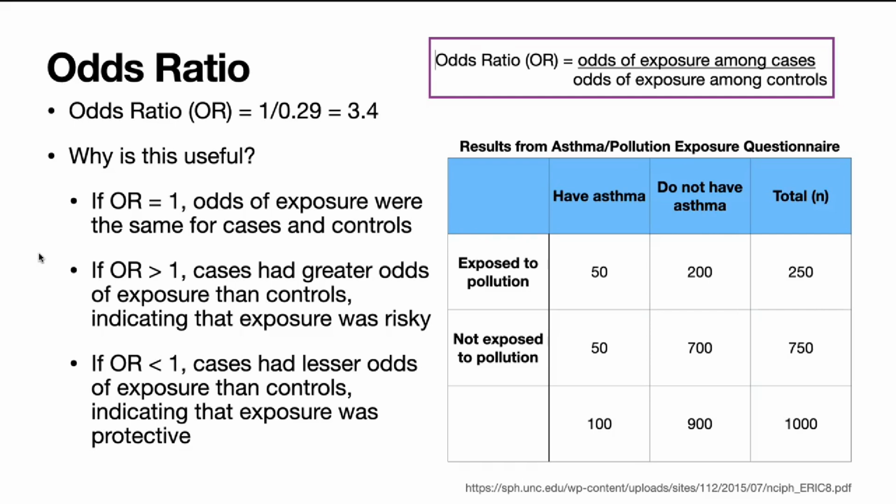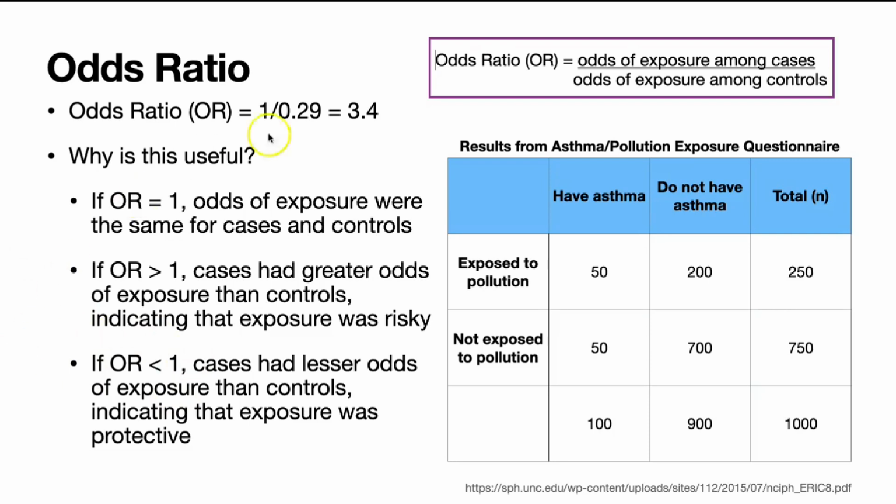If the odds ratio is equal to 1, that means that the odds of exposure were the same for cases and controls, and you really can't say this exposure is associated with something or not. However, if the odds ratio is greater than 1, then the cases had greater odds of exposure than the controls, indicating that the exposure was risky. And if the odds ratio is less than 1, the cases had lesser odds of exposure than the controls did, indicating that exposure was protective.